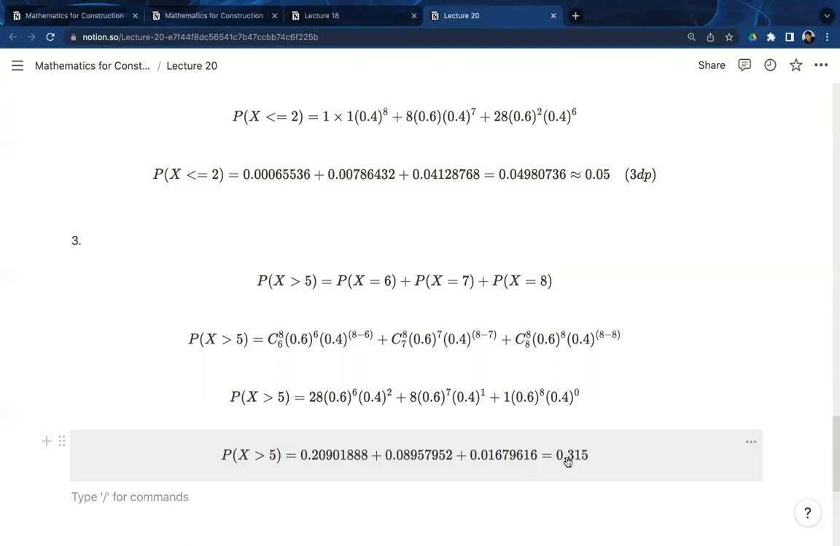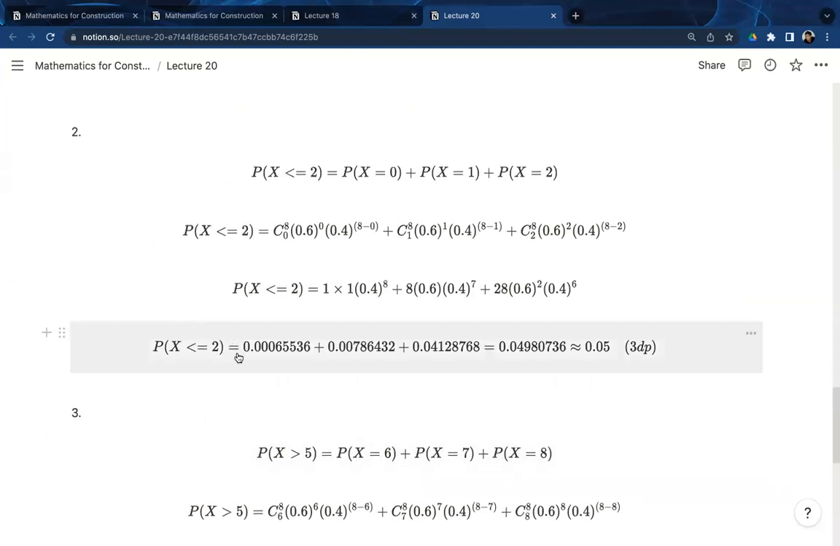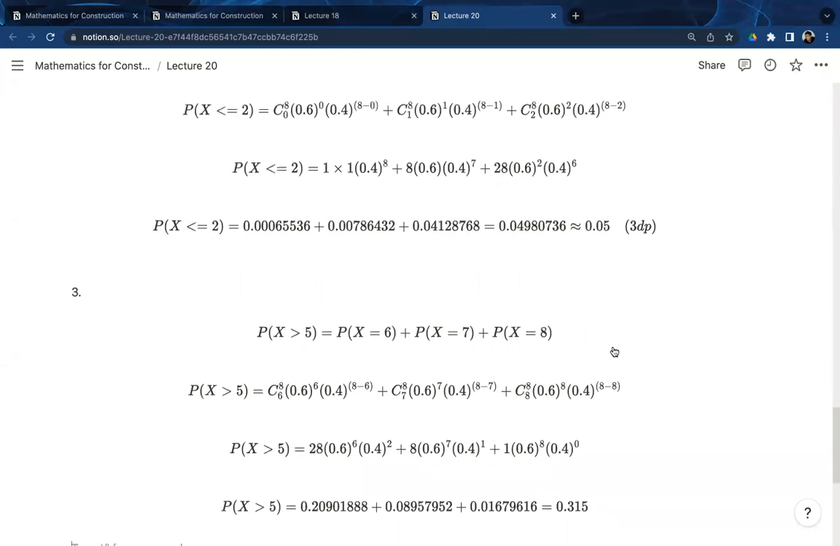Almost a third of the population. Sorry, almost a third, 33 and a third percent, right? That's significantly more than a quarter, 25%. The chance of at most 2 people supporting is very small, right? It's like 5%. This is how you would do these problems, okay? Hope you all understand.